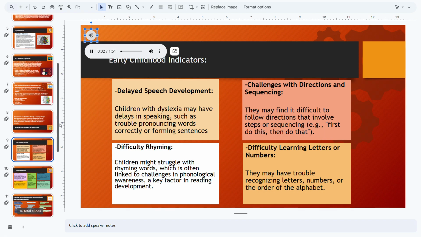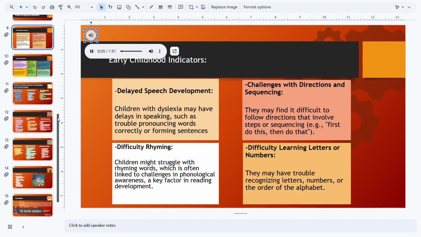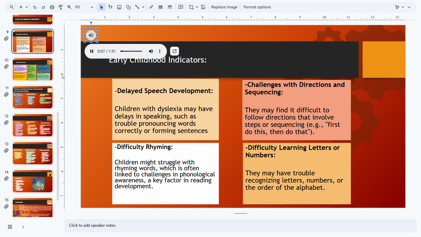Next, we will look at how dyslexia can be identified. There are a variety of signs and symptoms depending on the age of the individual. And we will now look at some of the key indicators in this topic. The first one we will look at is early childhood indicators.